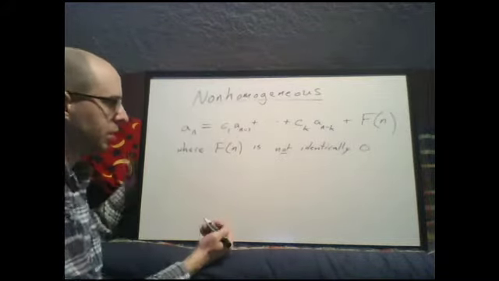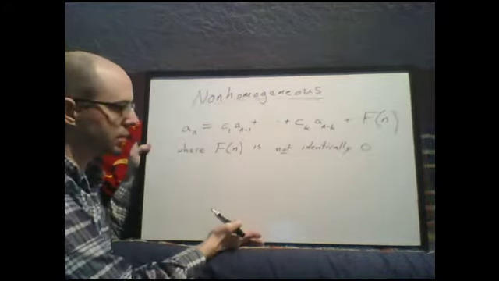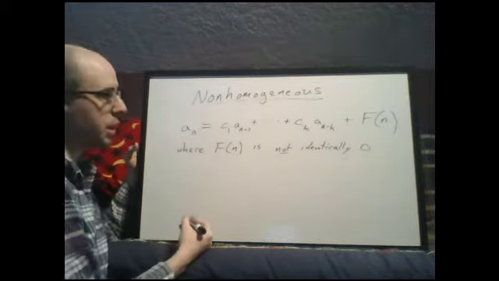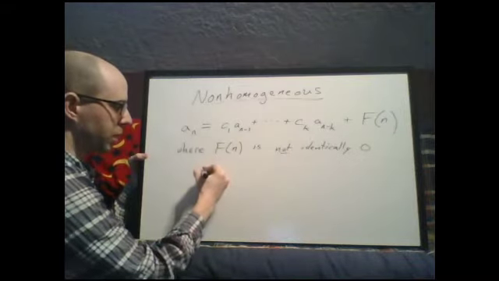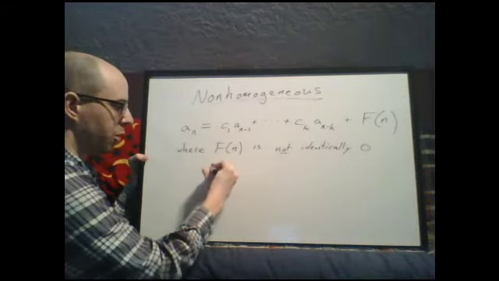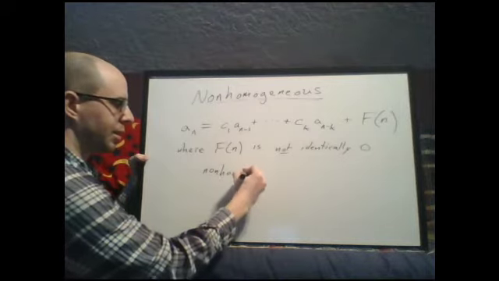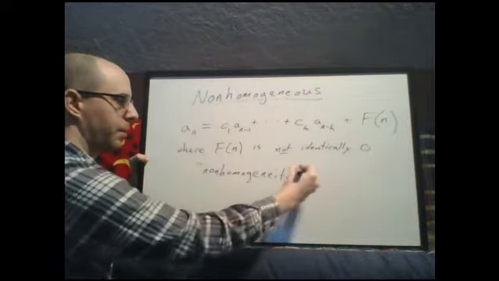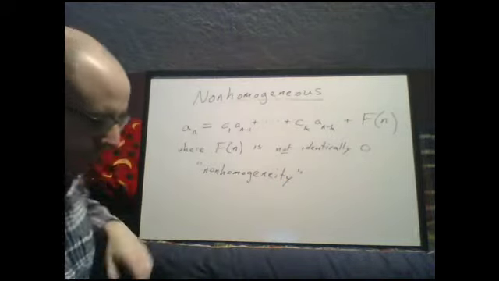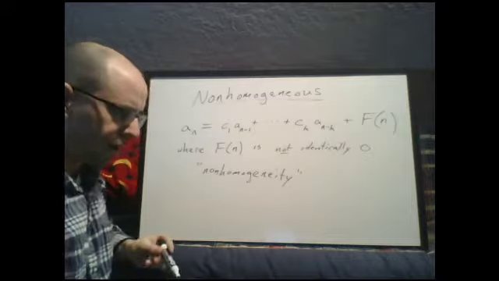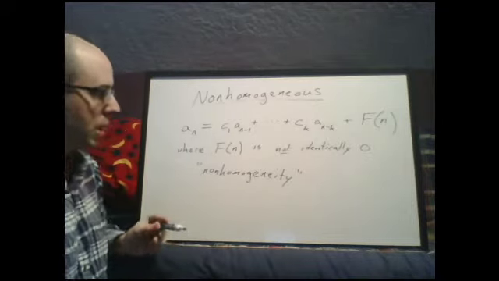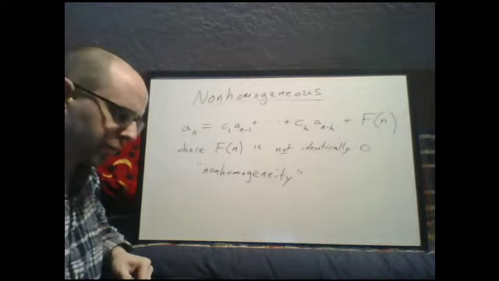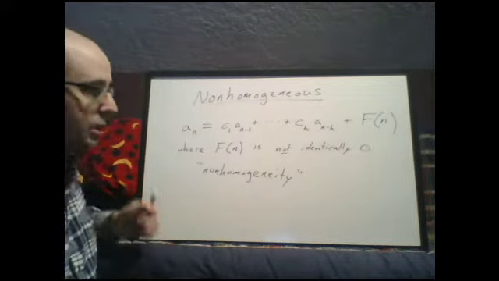Okay, so informally, this F function, this extra thing at the end of our recurrence, is what I might call a non-homogeneity or an inhomogeneity. All right, so when we're in this situation, we want to figure out how to find the general solution to one of these types of recurrences.